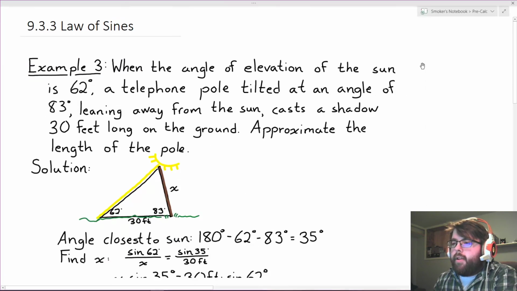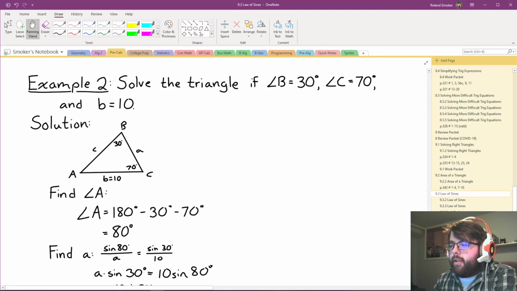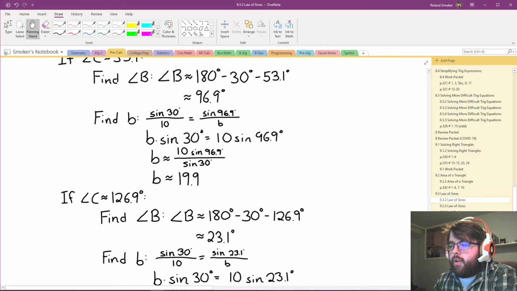Okay. All right. So example 3. Can you believe we're only on example 3? Is that right? Oh yeah, example 1 and 2, and then I guess I didn't call this example.